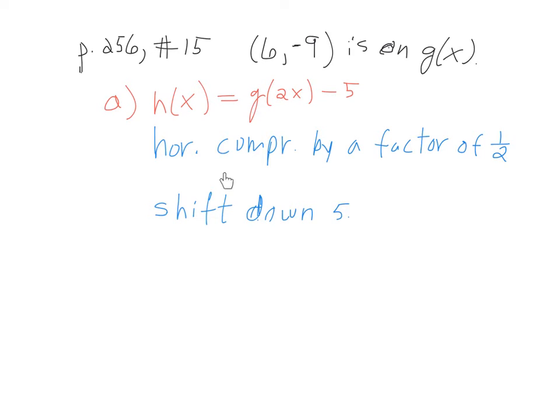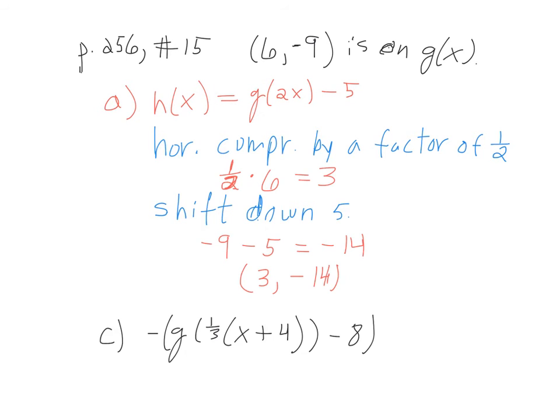All right, so if you're compressing horizontally by a factor of 1/2, you're only going to be affecting the 6 on that. So we just need to multiply that 6 by 1/2 to get 3 for our new x coordinate. And then for the shift down 5, that's only affecting the y coordinate, so we just need -9 minus 5, and that would give us -14. So I think the new point here, if you want to check me on that, is 3, -14. Here, I'll write it in here. Okay, so there's the work for it. Gives us our x coordinate and our y coordinate, and there's our answer.